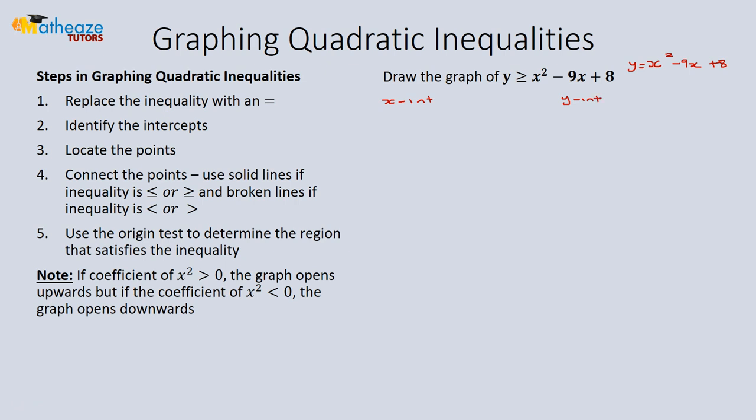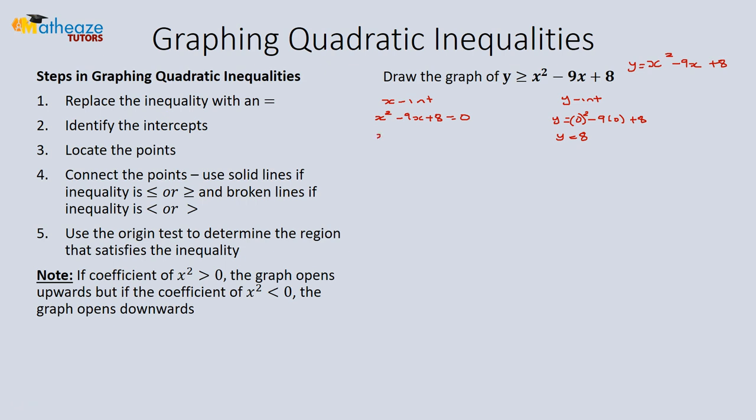The x-intercept is that x squared minus 9x plus 8 equal to 0, and then y equal to 0. So y is 0 squared minus 9 times 0 plus 8. So y equal to 8. Now for this, we're going to factor this.